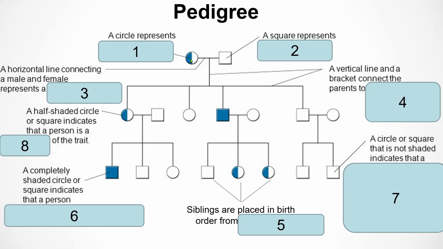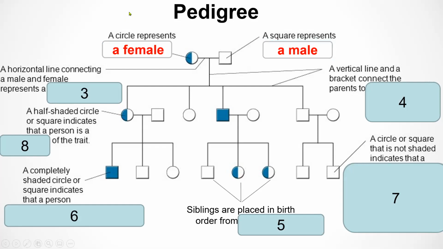All right, so when you see a circle, that is going to mean a female in the pedigree. A square is going to be a male. When you see coloring, that means that person has the trait. When it's not colored, they don't have the trait. When you see a horizontal line connecting the female and the male, like this one here that box number 3 is pointing to, that shows that it's a marriage line.